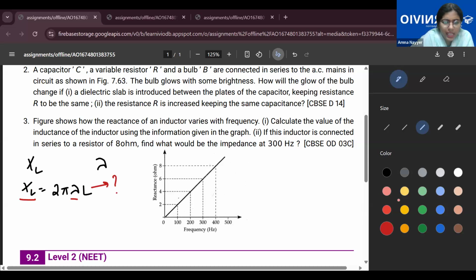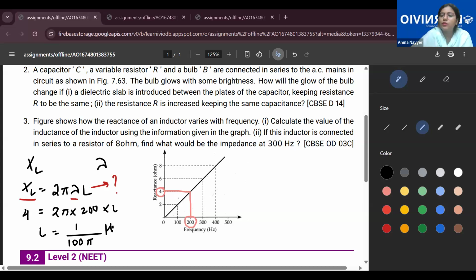You choose anything, any value, let's say 4. What's the corresponding value of the frequency? 200. You can choose any because the graph is very clear. So this will be 4 is equal to 2 pi into 200 into L. This will be 400. Inductance will be 1 by 100 pi Henry. This will be the answer for the first part, okay?